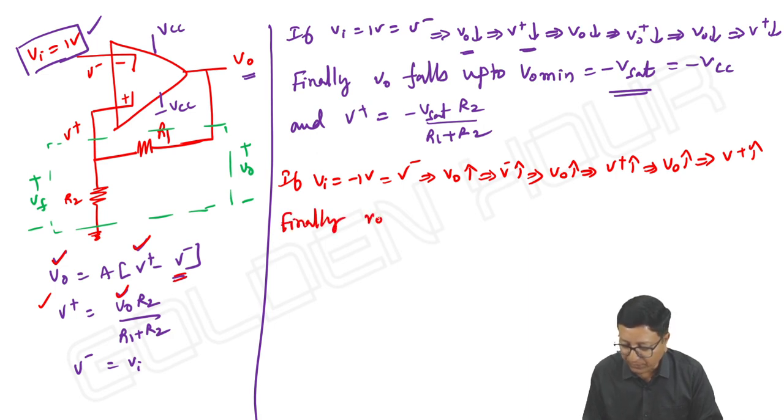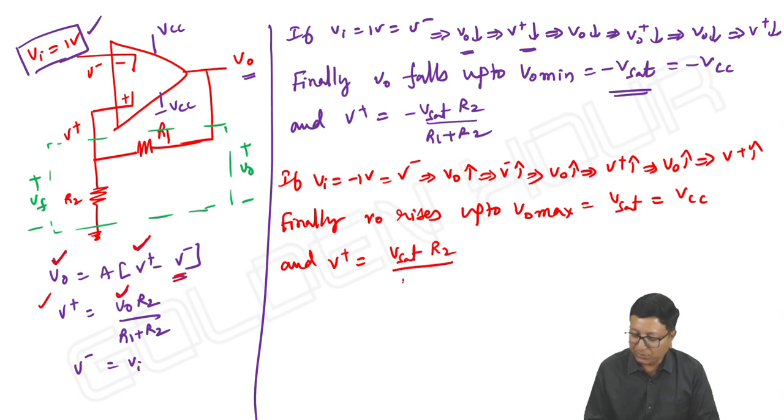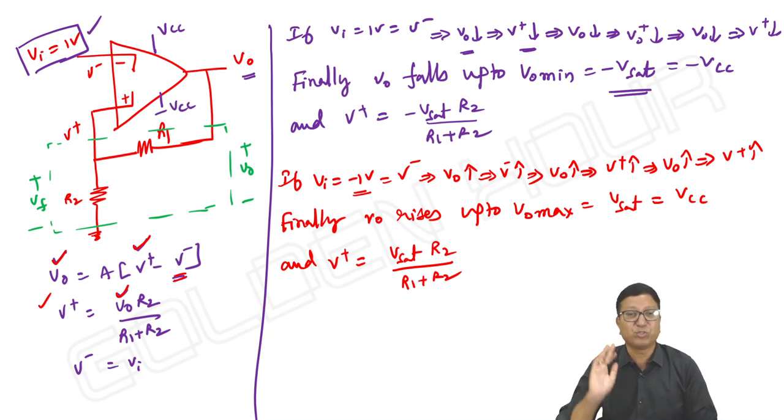And finally, what happens here? Finally, V output rises up to V output maximum, which is nothing but V saturation. Ideal value of V saturation is VCC. And V plus is V saturation into R2 by R1 plus R2. This is true even for minus 2 volts, minus 3 volts or minus 1 millivolt, etc. Input is negative, that's it. You are giving a negative input to the inverting terminal, output should be positive. And what is that positive value? It is saturation.